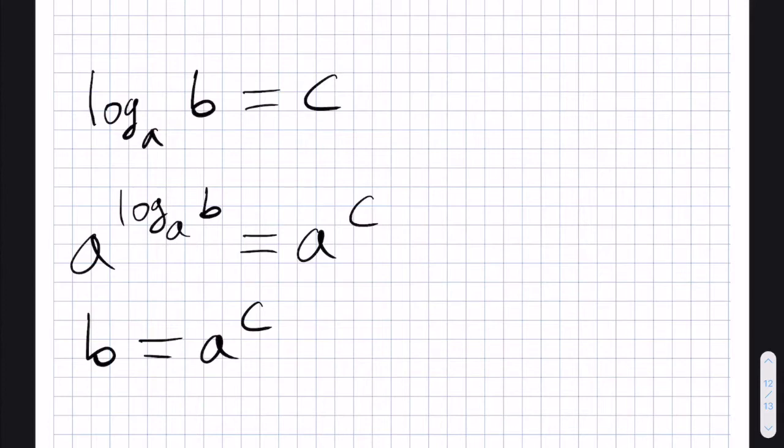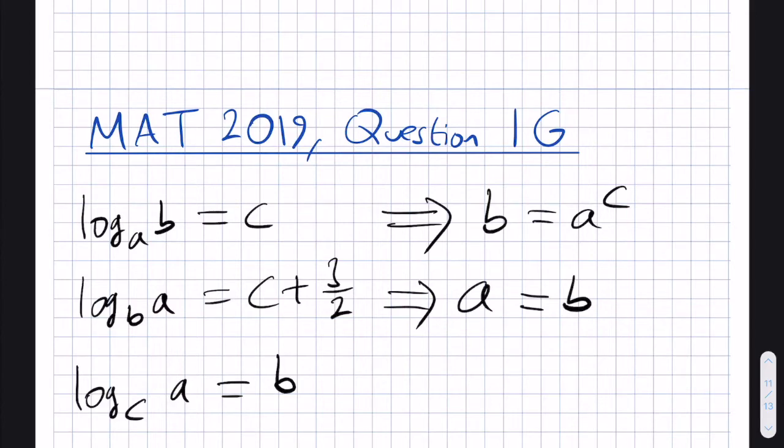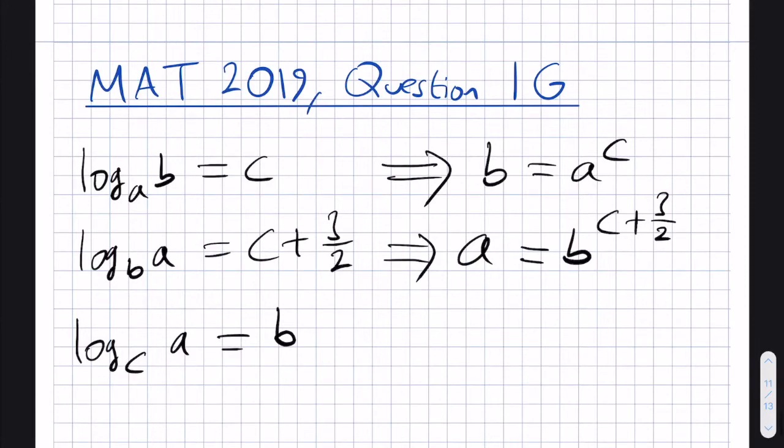We can do the same with the second and third, so again this one here gave us B equals A to the C. Hopefully you can see how this rearranges that logarithm equation and apply the same technique to the next two. I encourage you to pause the video and take a quick go at that, but if you're still here, then we have from this that A equals B to the power of C plus 3 over 2, and from this one that A equals C to the power of B. And so we now have these three exponential equations.